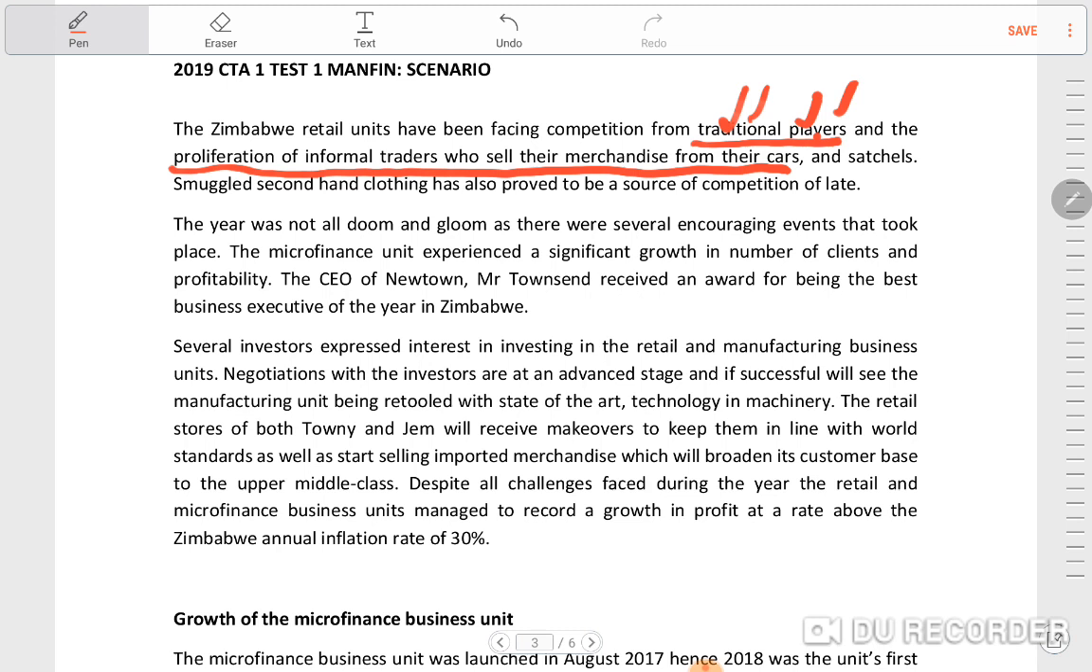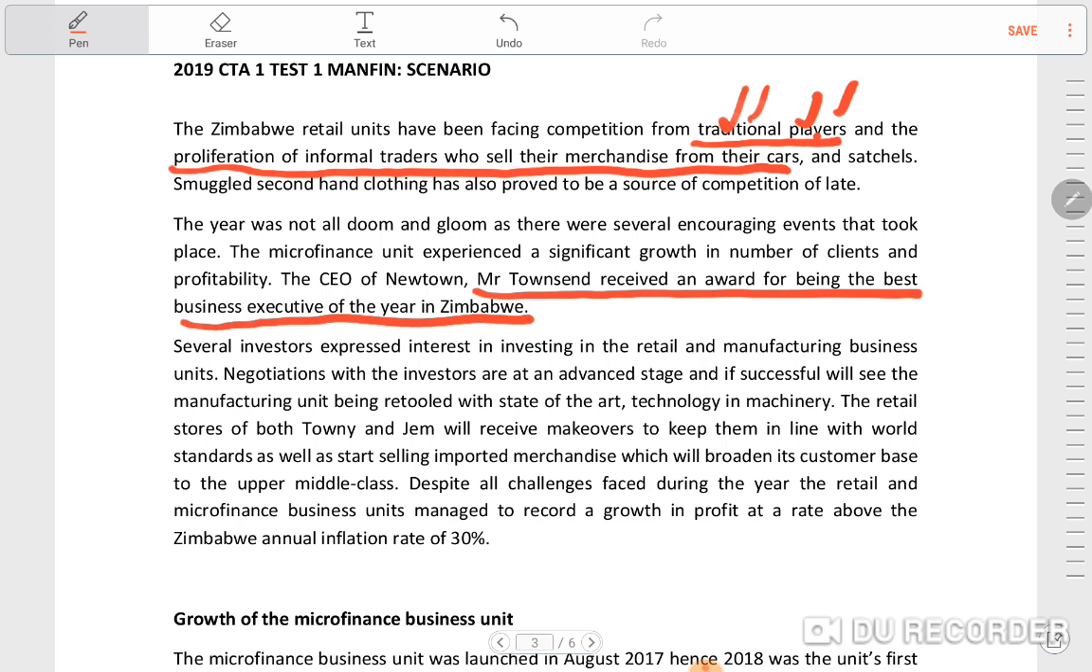Then you're also told the CEO of Newton, Mr. Townsend, received an award for being the best business executive of the year. So that's a trigger or an indicator. So what advantage does this mean? From a strength perspective, someone could say these guys have got an effective leadership team. Or the fact that we received an award also means that we've got brand equity, or it's testimony of the experience or good team that Newton possesses. So strength.